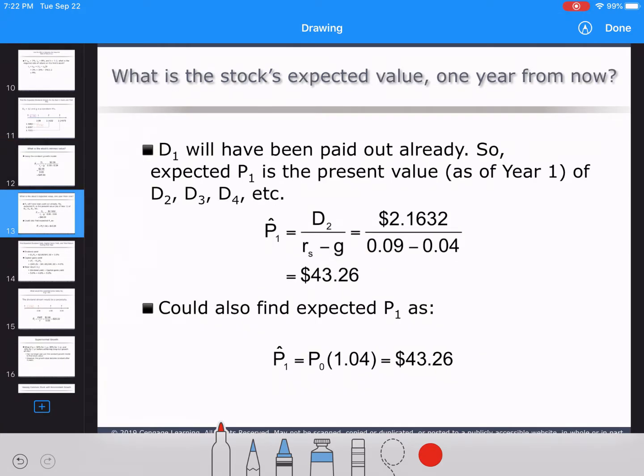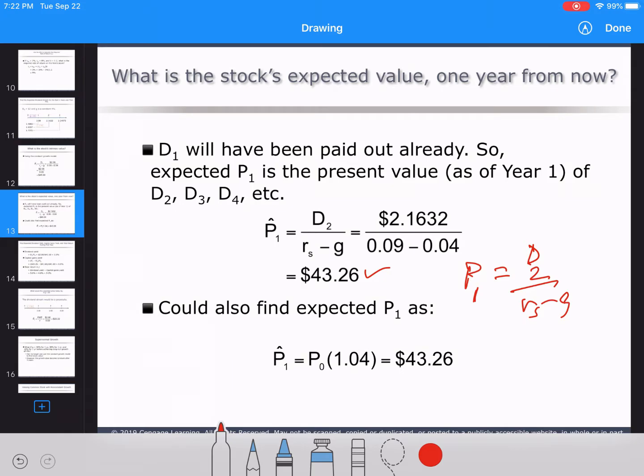Now, you can always find out the price at year 1. I would like to know what is the price at year 1. So remember the general formula I gave you. Now n is equal to 1. Previously n equals 0. So D sub n minus n plus 1 is 2, and then r sub s minus g. You put the input and you get 4326.